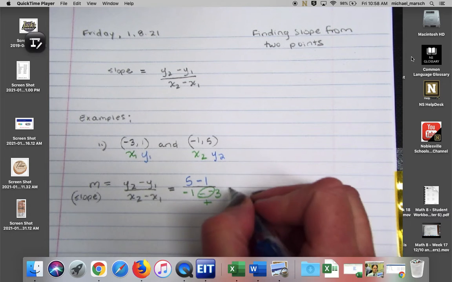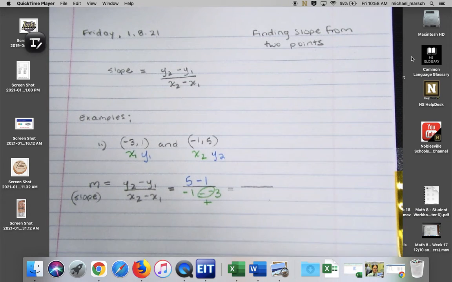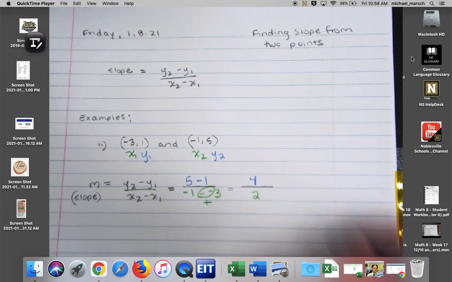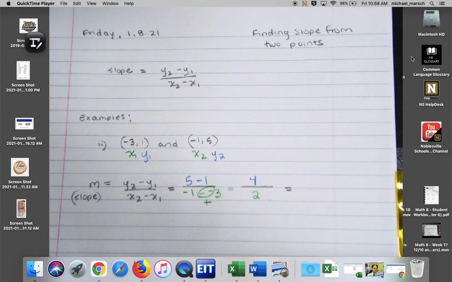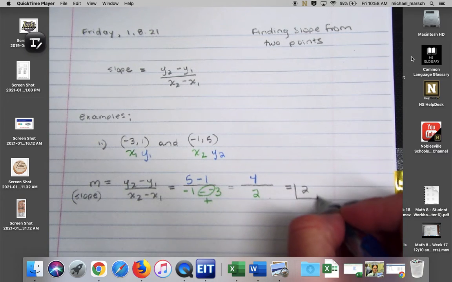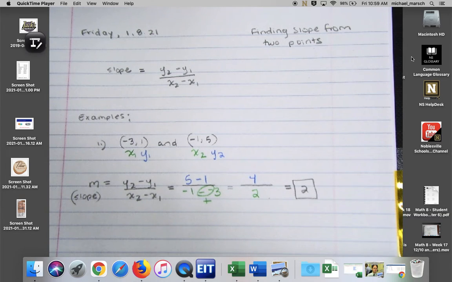So then I do the math. What's 5 minus 1? 4. What's -1 plus 3? +2. So what's my slope? Was I supposed to be writing the numbers in colors? If you didn't, it's okay. So my slope is 2. And there's my answer. You're just labeling and then substituting and then doing some really easy addition and subtraction math. Not bad. I can do that.